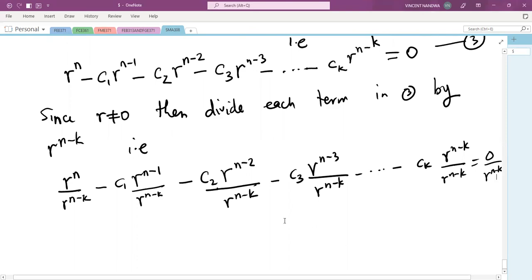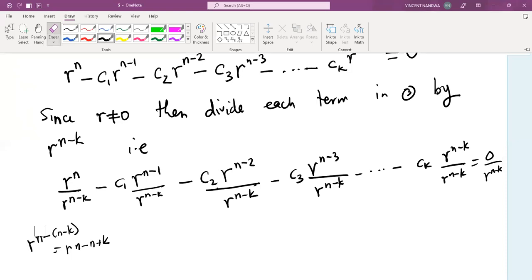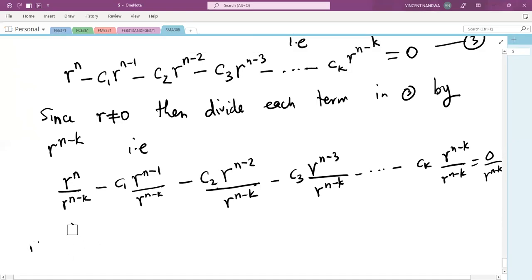So then, by the laws of indices, this is the same as r^{n-(n-k)}, which is n minus n plus k. So this would be just the same as r^k. So this first term will give us r^k.